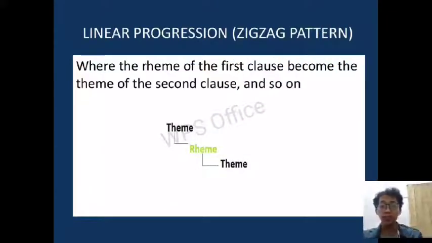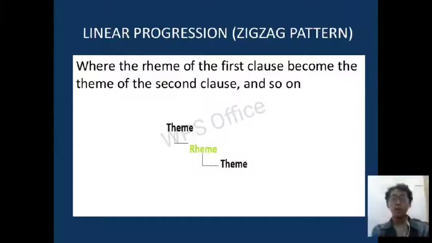Okay, let's continue the discussion about linear progression, or we can say zigzag pattern. Okay, how is it going? Linear progression, or zigzag pattern, is where the rheme of the first clause becomes the theme of the second clause. So the rheme from the first clause will be the theme for the second clause, and the rheme from the second clause will be the theme of the third clause, and so on. That's the pattern. You have to remember it, guys.